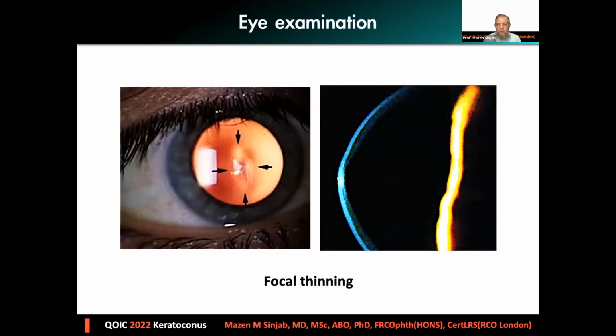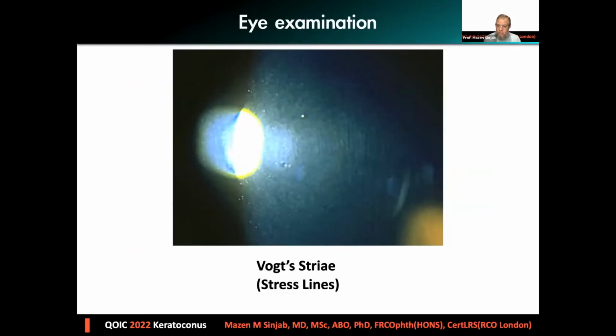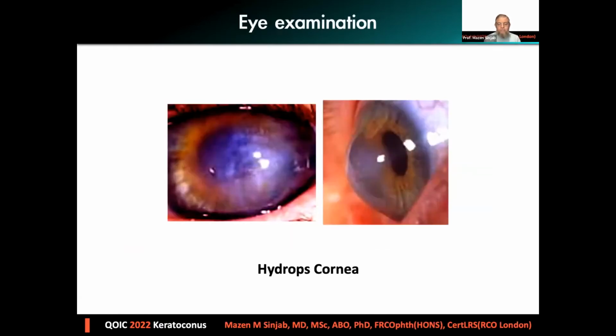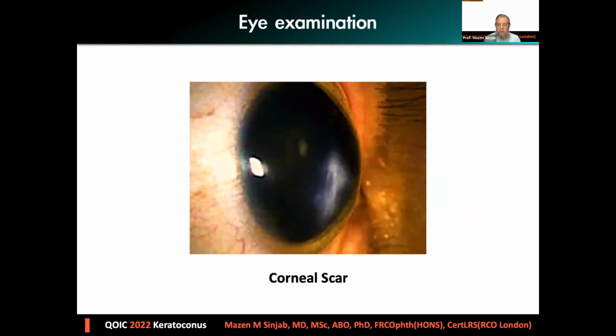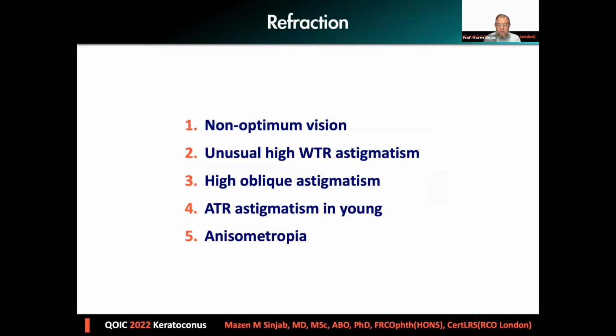Of course, when we talk about eye examination, it's very simple examination of the slit lamp where we can detect focal thinning, which may be inferior, characterizing the pellucid marginal degeneration, for example. Sometimes we can detect Vogt's striae in advanced cases of keratoconus. We can see the hydrops cornea. We can see corneal scars, Munson's sign and Rizzuti's sign. We can detect them very simply as well. Then we go to the refraction.